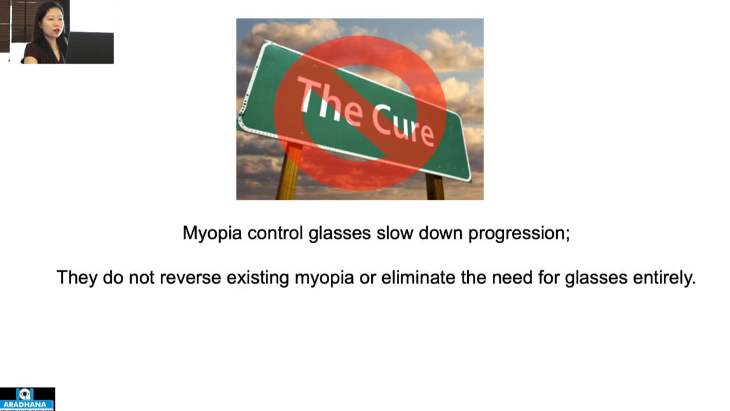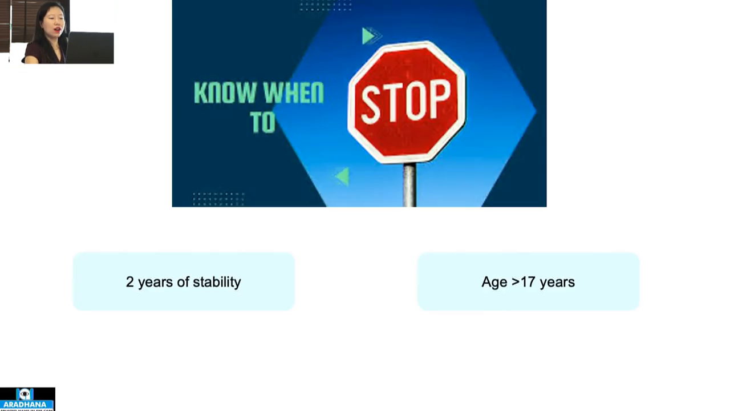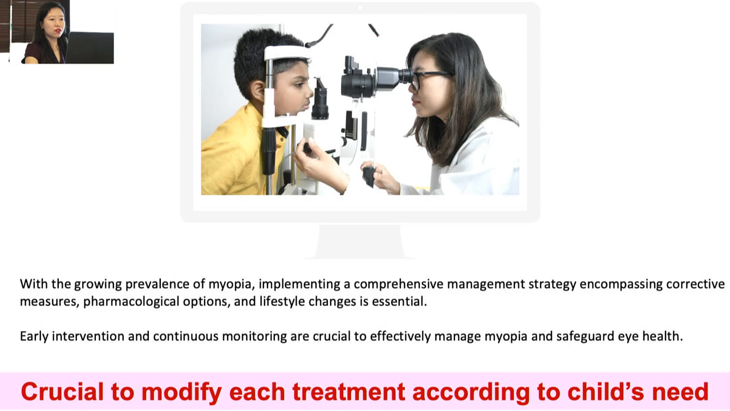So myopia control glasses just slow down progression. They do not reverse existing myopia or eliminate the need for correction. All this myopia therapy which I have described, we do it for around 2 years of stability, or we stop it when they cross 17 years of age. And basically the takeaway from here is that it's crucial to modify each treatment according to the child's need. Thank you.